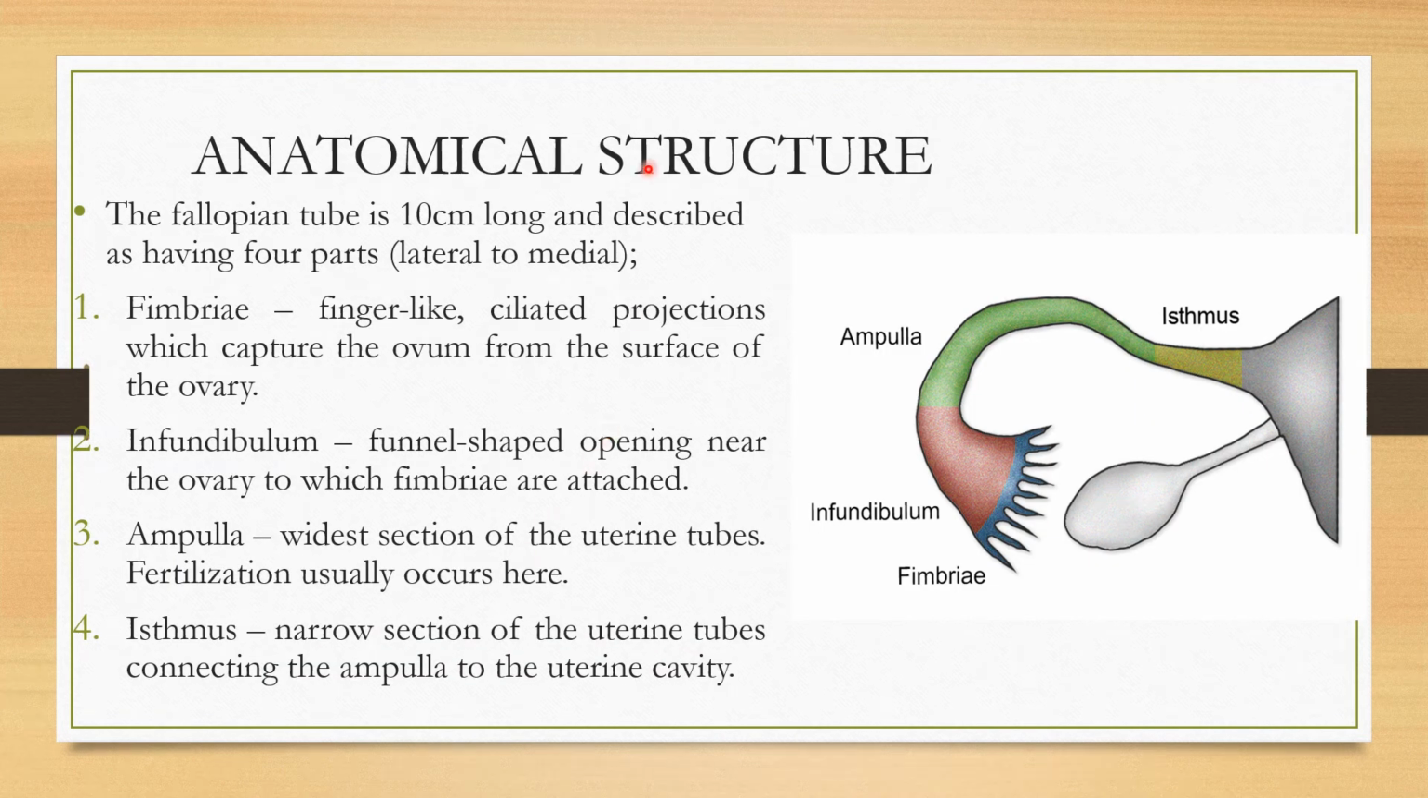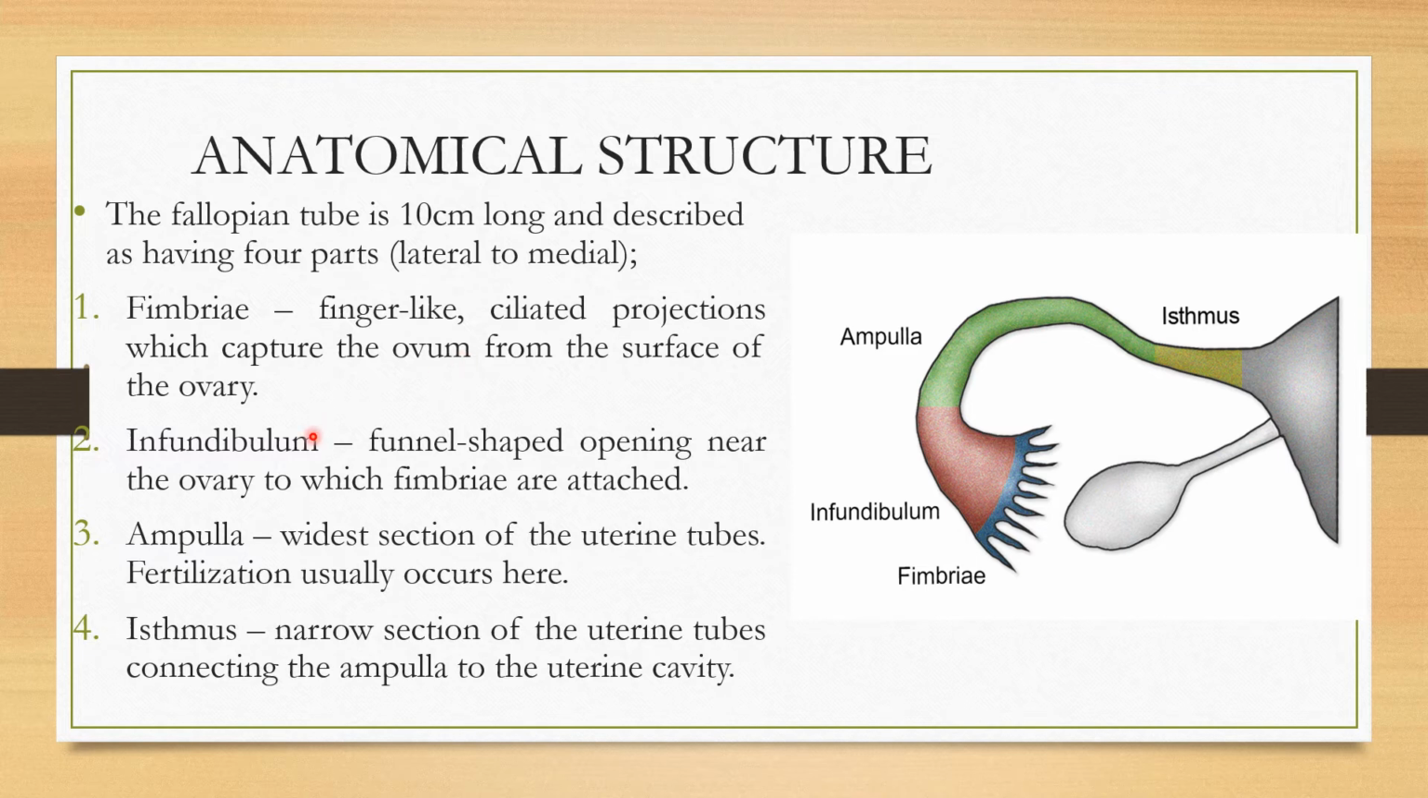About its anatomical structure. The fallopian tube is about 10 cm long and it is described as having 4 parts, lateral to medial: fimbriae, infundibulum, ampulla and isthmus. The fimbriae are finger-like ciliated projections which capture the ovum from the surface of the ovary.